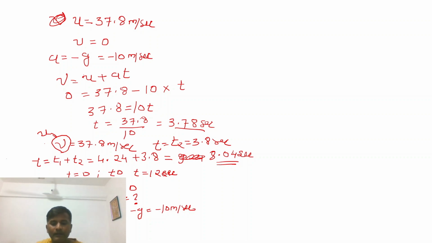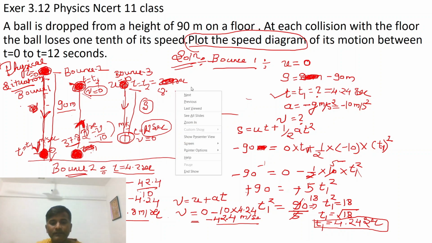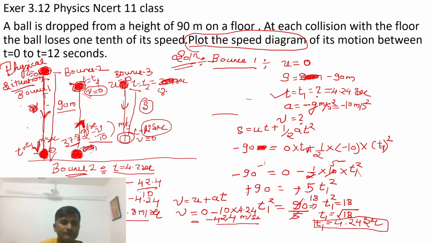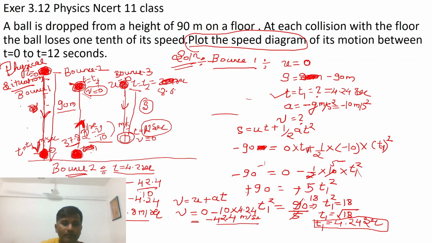See, understand here. So total time, that means here t is equal to 12 second, right? Here total time was t1 plus t2 actually. So it will be 8 point what 03 second. How much did we get? Sorry for the disturbance. How much did we get? 8.04 seconds. So time is 8.04 seconds.